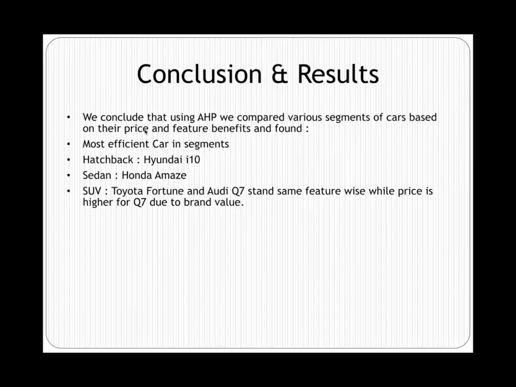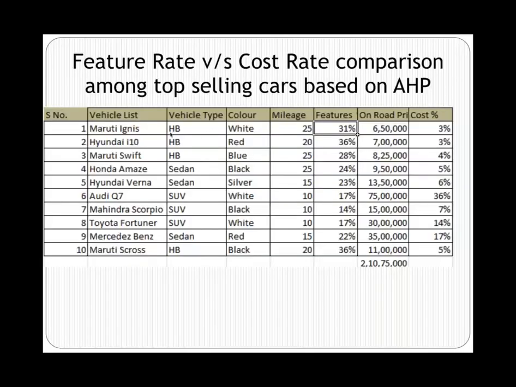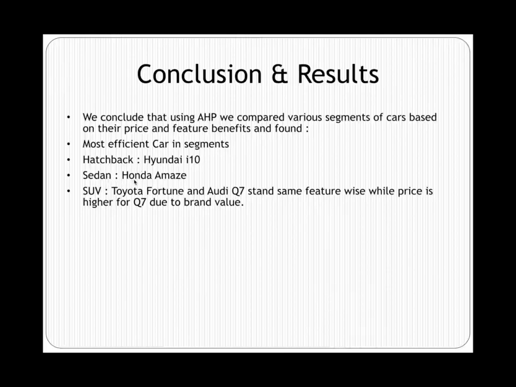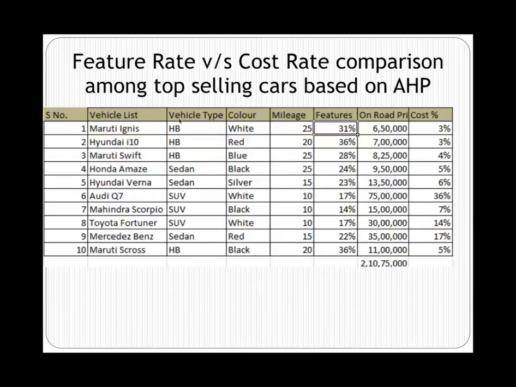We conclude that by using AHP, we compared various segments of car based on their price and feature benefits, and found the most efficient car in segments in Hyundai i10 hatchback. In hatchback, it is Hyundai i10. So let's look at this. In hatchbacks, we have Hyundai i10. So color is red. So the feature is 36% and the cost is 7 lakhs. Okay. And in sedan, we have Honda Amaze. So in sedan, let's look at sedan. So Honda Amaze, black color, features 24 and 5% and on-road. Okay, so we basically divided each of these according to the vehicle type.